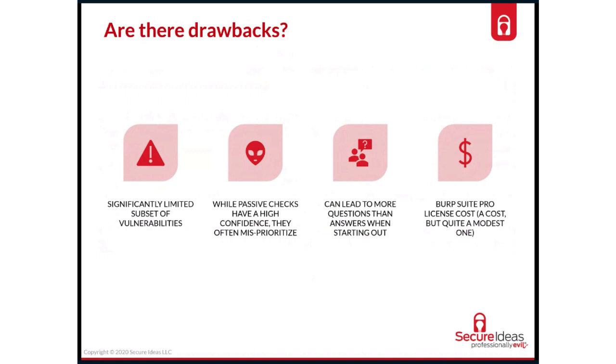While they have high confidence, they often misprioritize. What I mean by that is it's easy for it to say there is nothing here to prevent framing of the web application, so being contained in an iframe on another origin, for example, because the controls that can do that are headers, and it can tell for certain that those headers are not present.